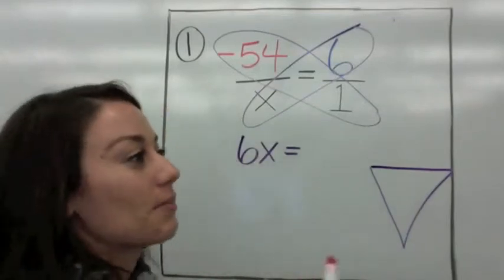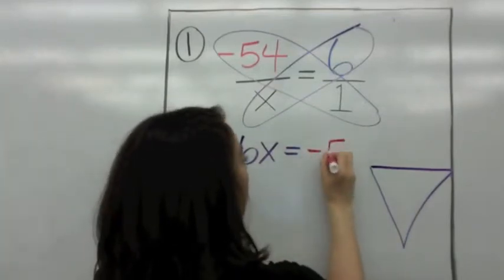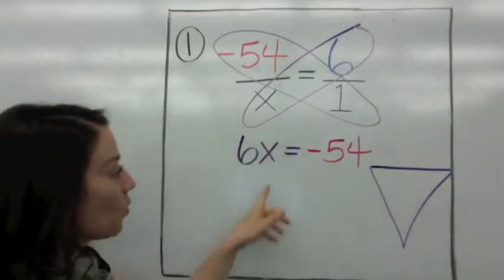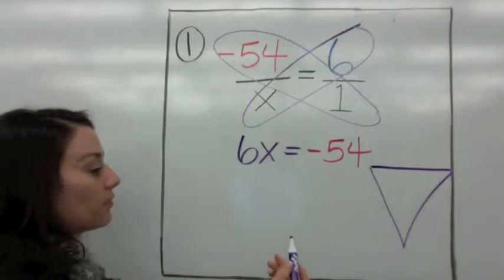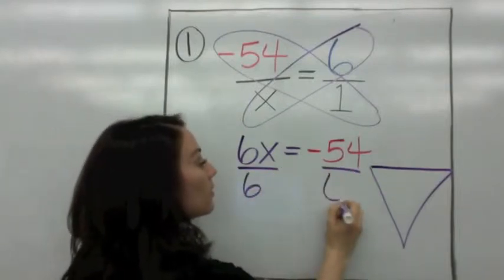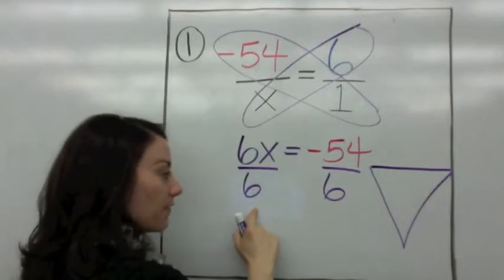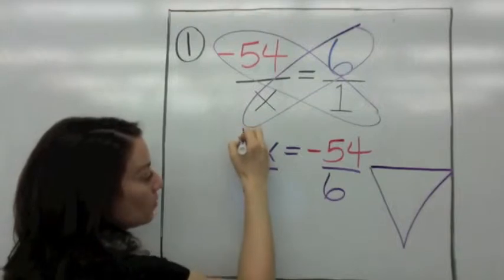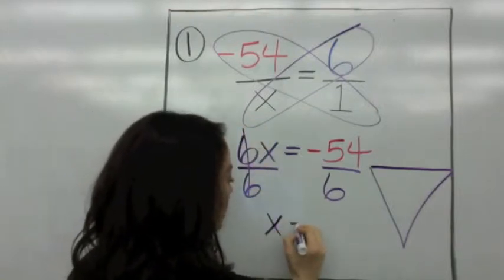Negative 54 times 1 is negative 54. Good job. Okay, so now it's asking what number times 6 is negative 54. So now we're going to divide both sides by 6. Okay, very important. 6 divided by 6 is 1. You're left with x equals.